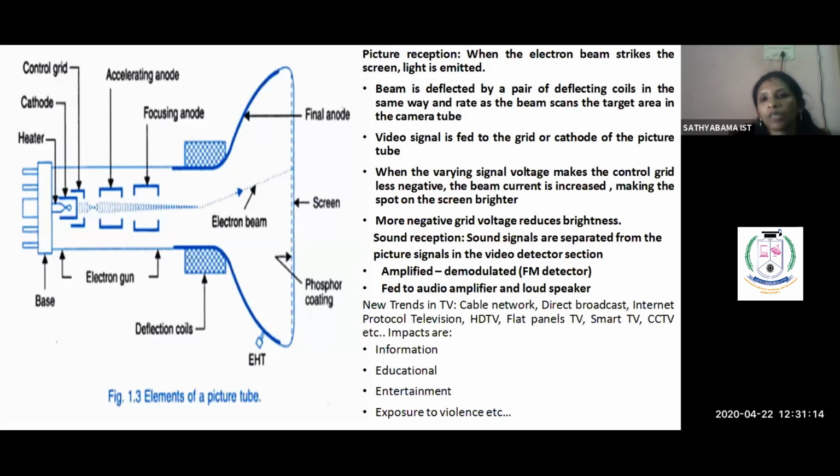Now coming to the elements of the picture tube. These are the common elements of your picture tube: a base, a heater, a cathode, a control grid, an electron gun, a deflection coil, a focusing anode, and then the screen. The screen is where we are able to watch the movies, and that is provided by means of a phosphor coating. This explanation is also given in the diagram, and it is explained simultaneously here.